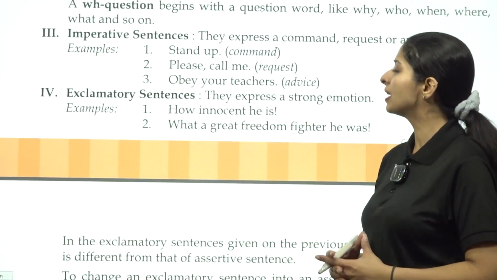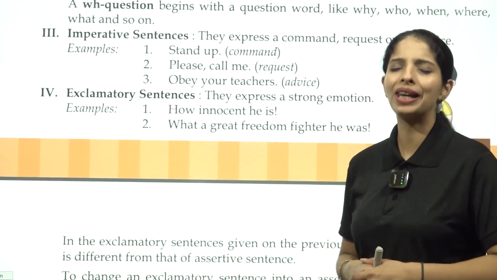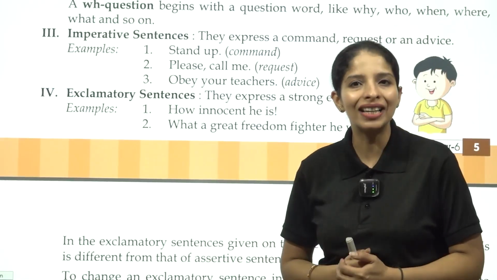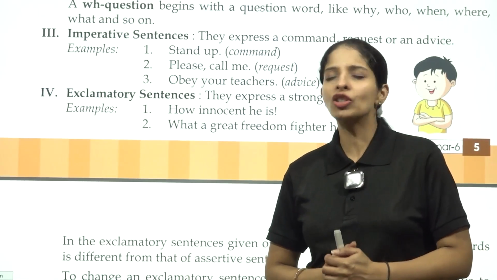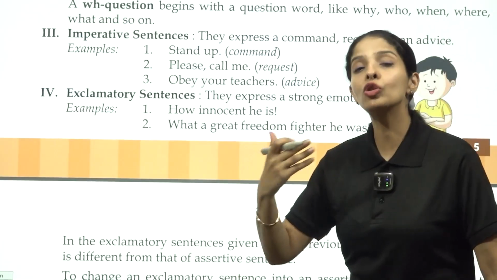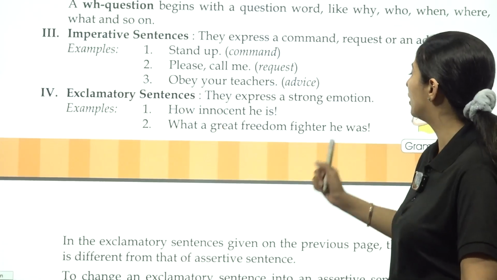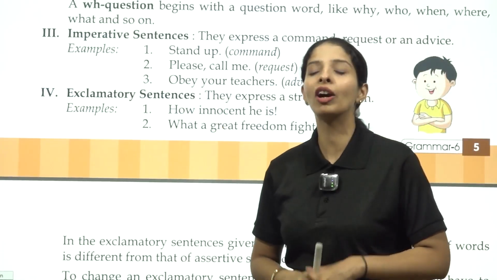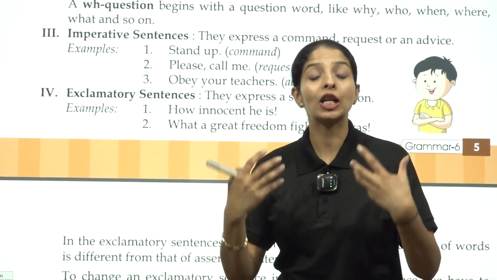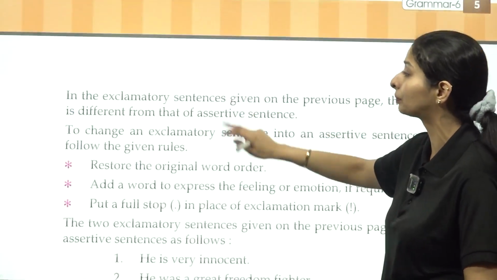Next type of sentence is exclamatory sentences. They express a strong emotion, like, wow, what a beautiful dress, hooray, I won, wow, such a lovely sunset. So these all express a strong emotion. Example, how innocent he is. What a great freedom fighter he was. What a brave soldier. So all these are expressing strong emotion. So they are exclamatory sentences.